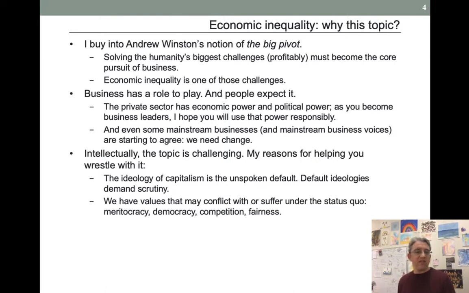So we may have values that actually conflict with or even suffer under the status quo: meritocracy, democracy, competition, fairness. And I think the more closely you look at capitalism, the more that scrutiny will expose that ideology that's in the water. I hope that this is a platform for you to use as a springboard to examine this more in the future.